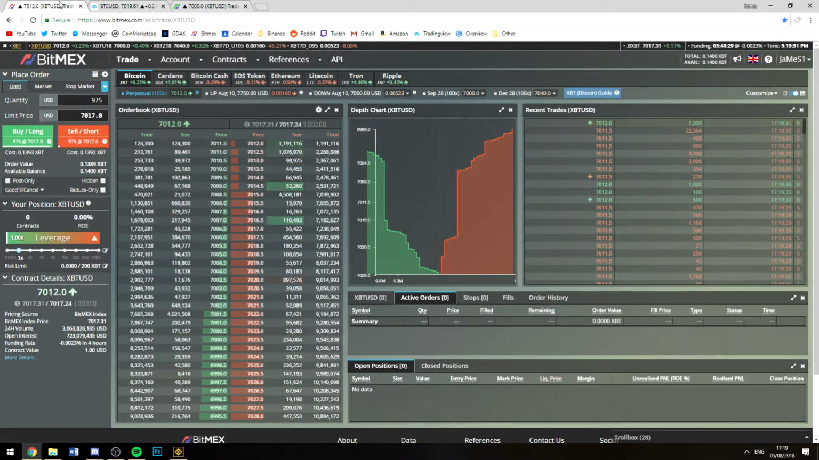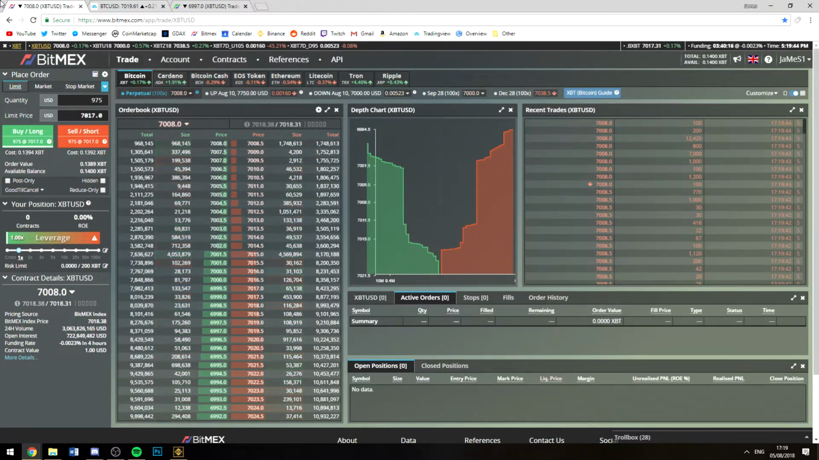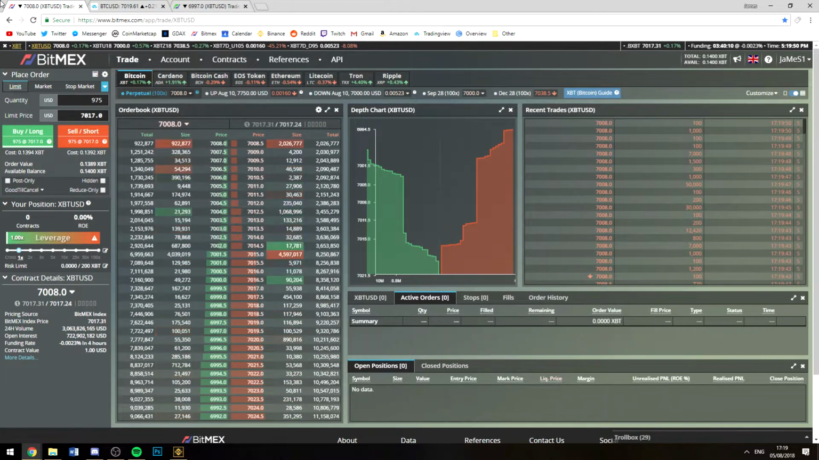So anyway, we're going to go back onto BitMEX now. So what can you do on BitMEX? Like I said, you can either long or you can short. So if you're longing, then you believe that the price is going to be going up. So therefore, you are buying Bitcoin with the hope of then selling it at a higher price.